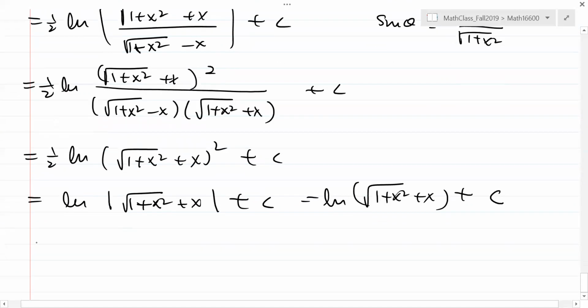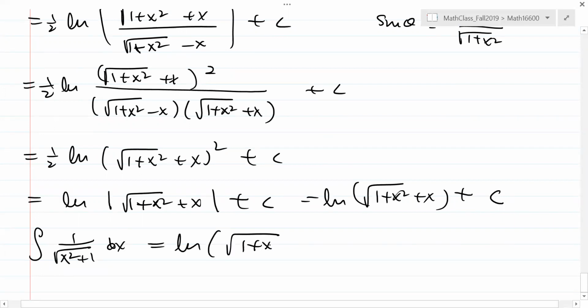Okay, our final result is simple. Our final result is this. And you can check that when you differentiate, you get 1 over square root of x squared plus 1.